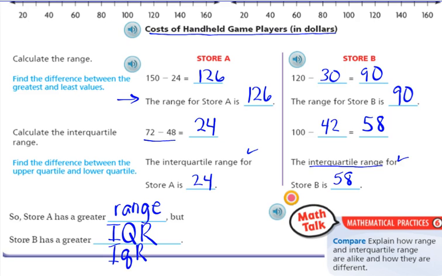Okay, so both are measures of variability based on the difference between two values. The range uses the difference between the two most extreme points, the highest and the lowest. The interquartile range uses the difference between the upper and lower quartiles.